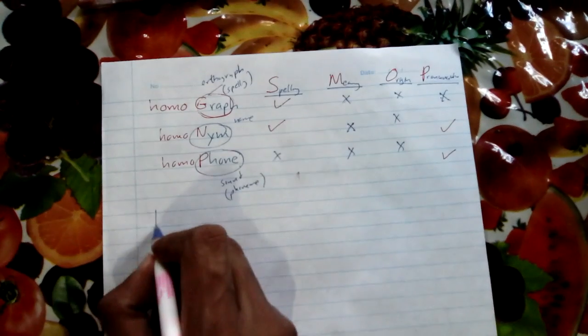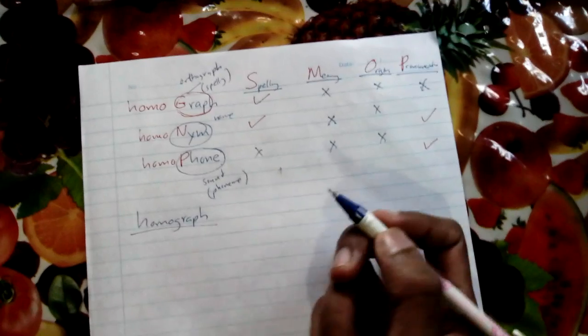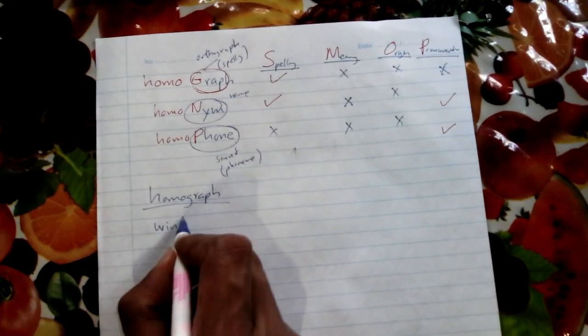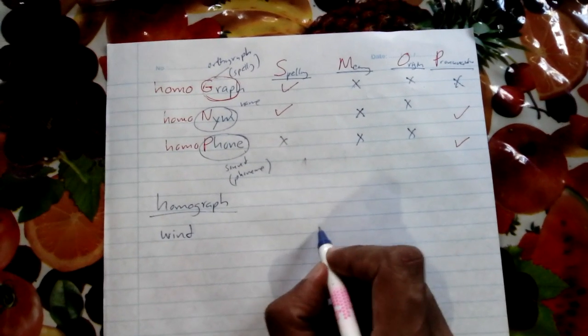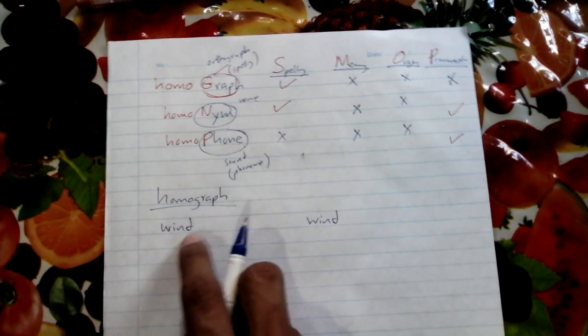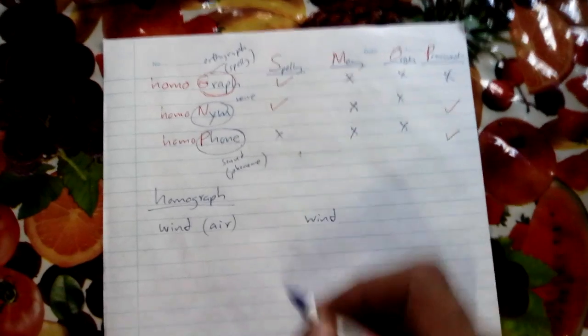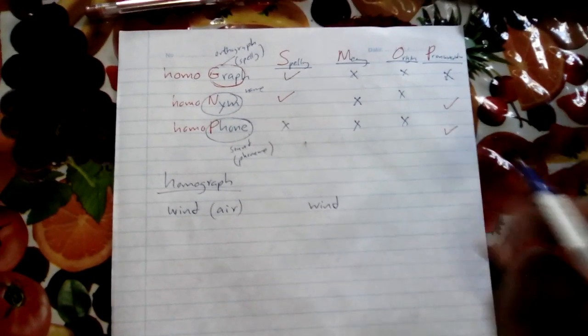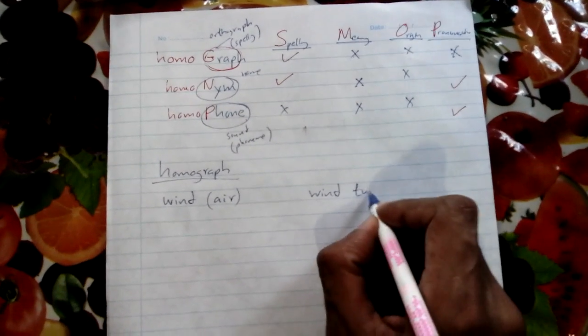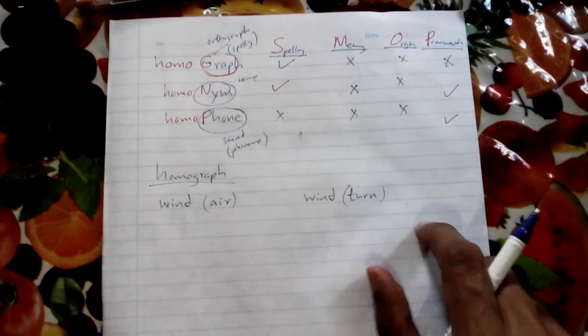I'll put down the heading homograph, and I will list some examples: wind and wind. What is this wind? W-I-N-D, wind. This is the current of air that blows across your body, and you can feel. And this is wind, which means to turn, whose past tense and past participle are wound. You can wind a clock, you see, like that.